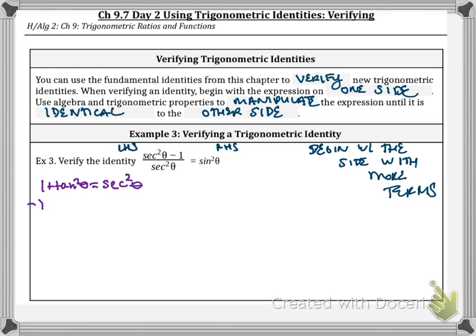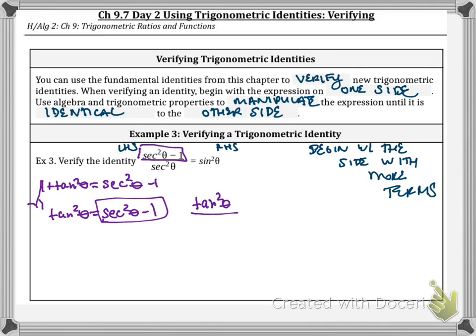And so if we subtract 1 from both sides, then we have tangent squared of theta equals secant squared of theta minus 1. So because secant squared of theta minus 1 equals tan squared of theta, here we can replace it at the top. So let's do that. We'll write tan squared of theta, and that's going to be over the secant squared of theta that we had originally. Okay, and so we're trying to get it to look like sine squared of theta.